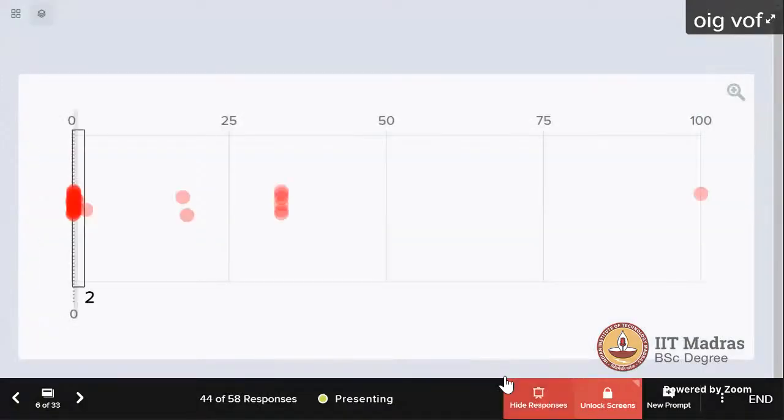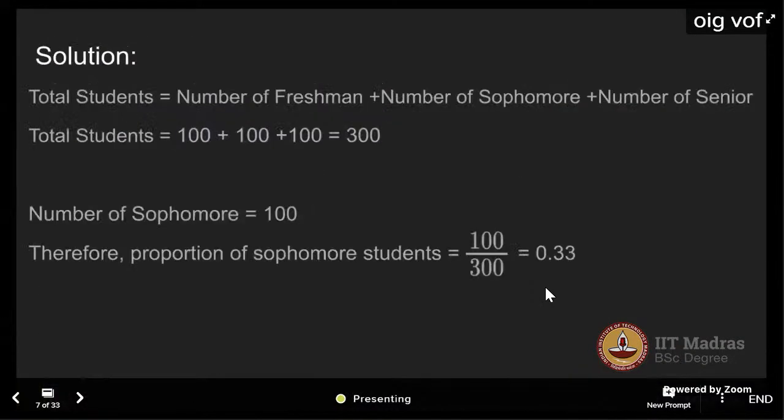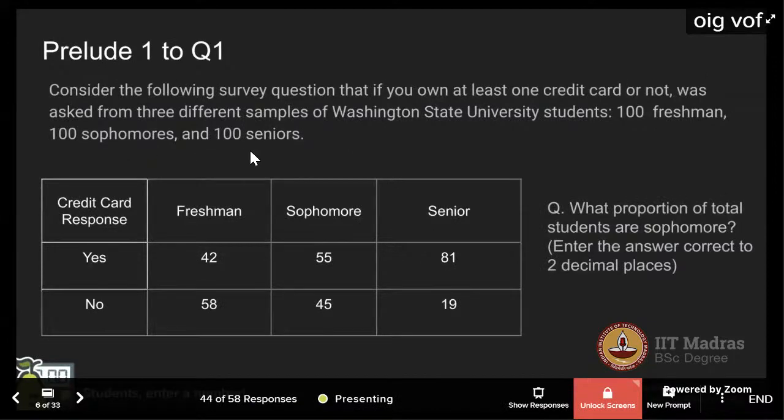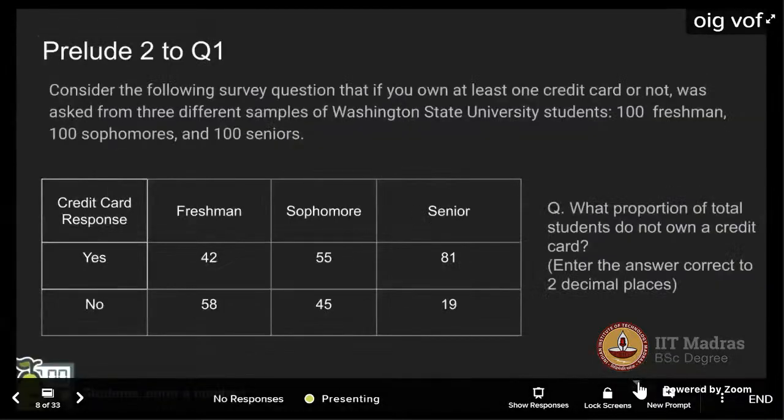Next screen. Let me see. Okay. Why are people answering between 25 and 50? No, it's asking for a proportion. So here the total number of students is 300. It's also mentioned in the question somewhere, I think. Yeah, 100 freshmen, 100 second year, and 100 seniors. 300 students, out of which second year students are only 100. So the proportion will be 0.33. Okay. Next question. Let's do this portion a bit fast, I think. Yeah, please start answering.